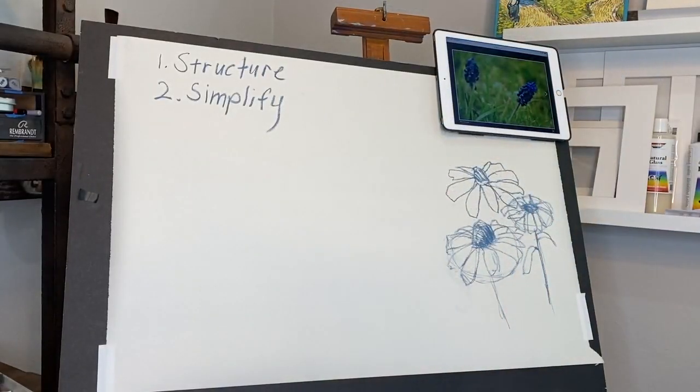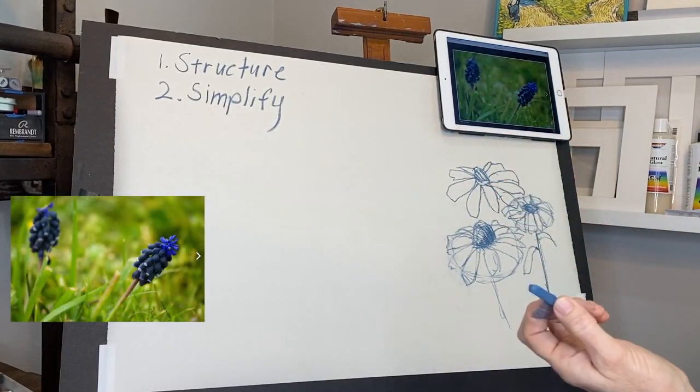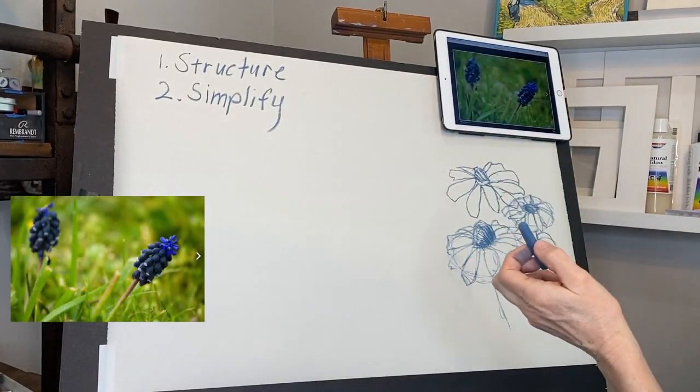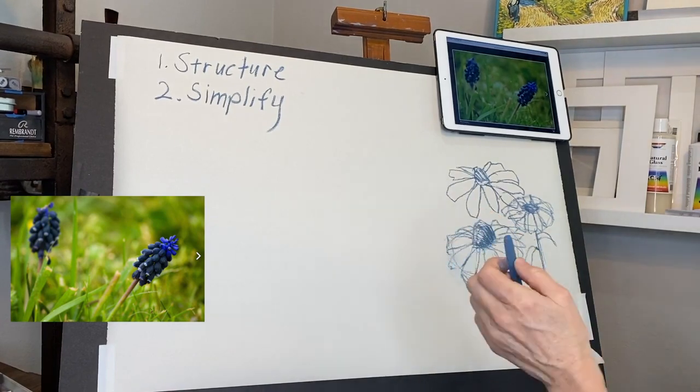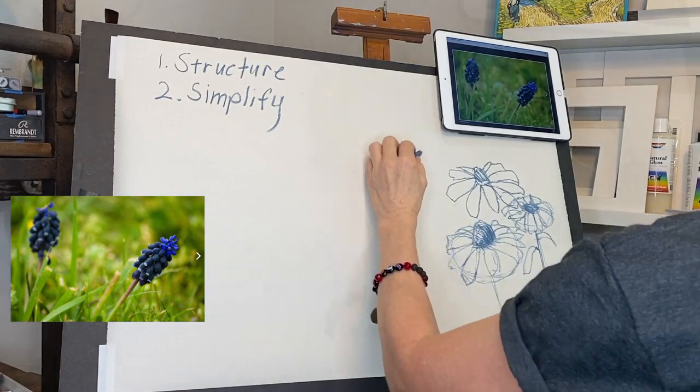All right, let's talk about this particular flower. What would that be? I'm not sure. Let's see if it says. It just says blue flowers. Okay. All right, so here's one approach to this flower.